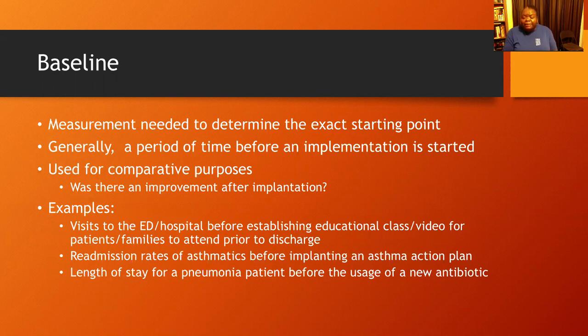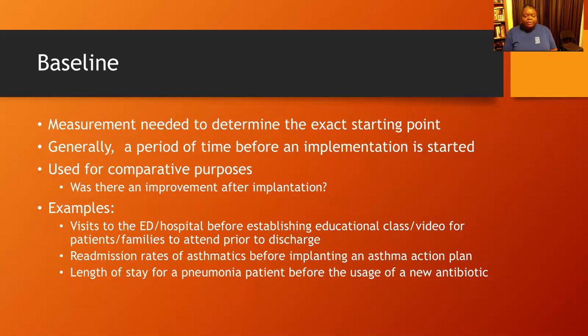For example, with asthma. A lot of people know or suspect that they know what asthma is, but if they can go to the class and learn more information about it, how to treat it at home, and things to avoid, then that would decrease the likelihood of them having to return to the emergency department. Also, looking at readmission rates of asthmatics before implementing an asthma action plan being given to the families before they discharge. Asthma action plans are roadmaps that instruct patients and families what to do in case of an asthma episode.